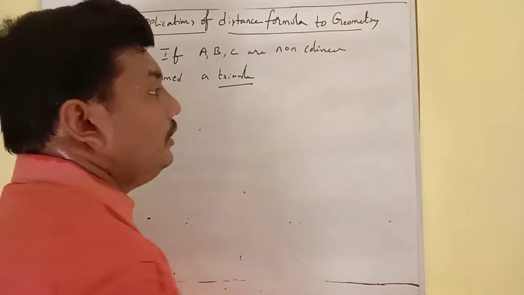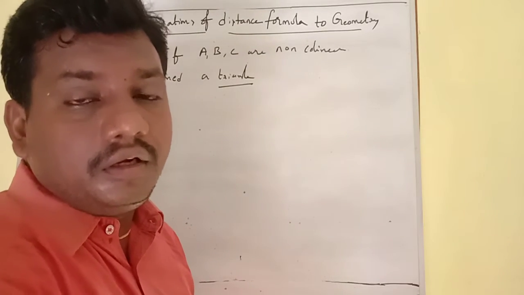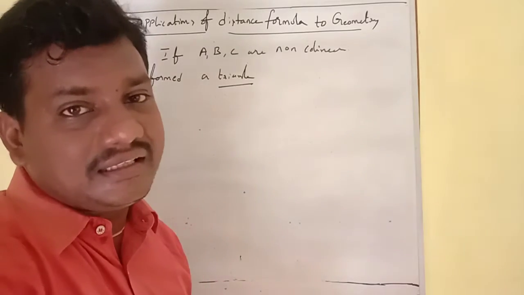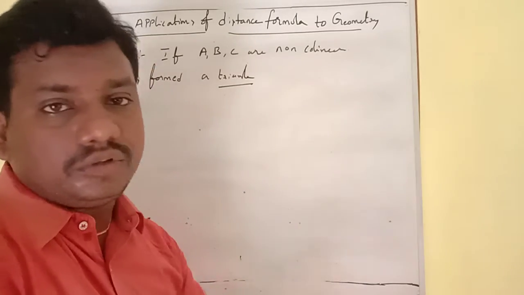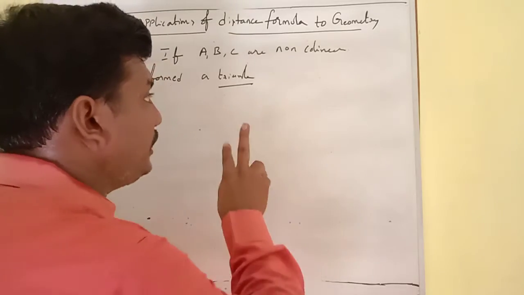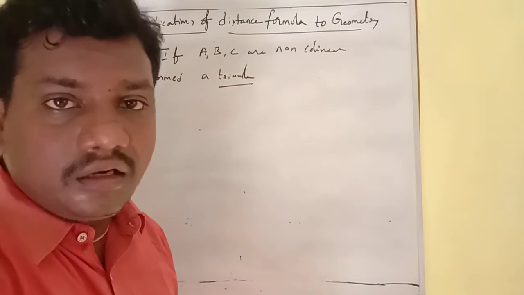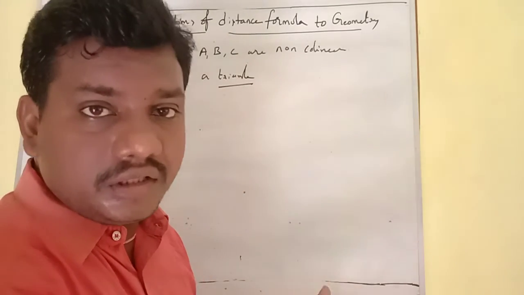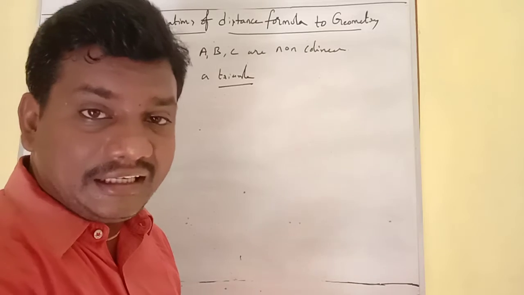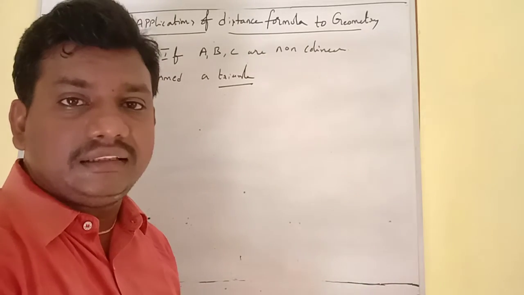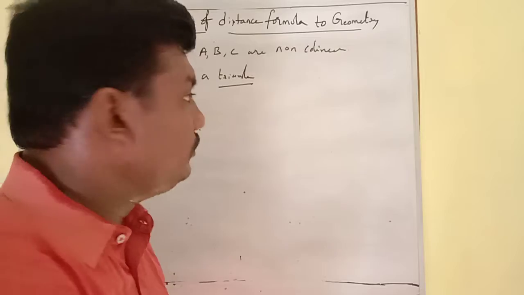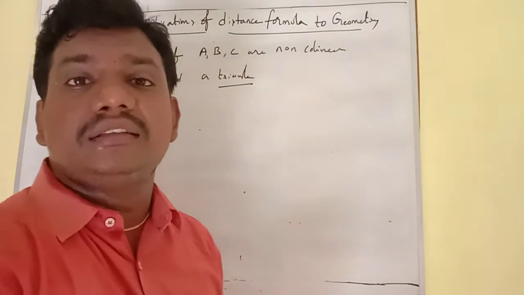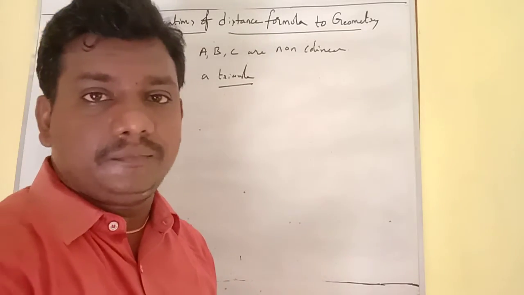What are the conditions of a triangle? Based on the sides, the sum of any two sides is greater than the third side, and the difference of any two sides is less than the third side. If any three non-collinear points form a triangle, these are the conditions. We already discussed those conditions in our basics of geometry video. You have to see that.